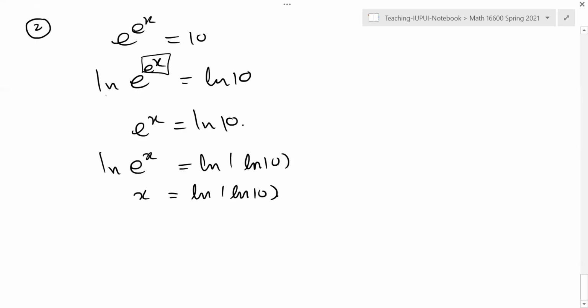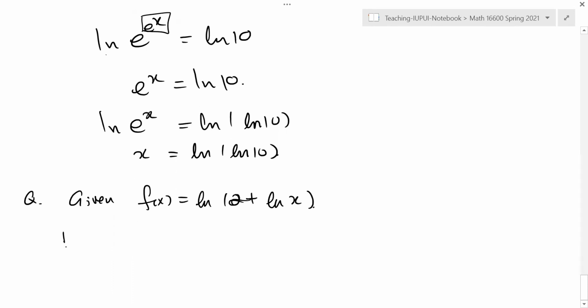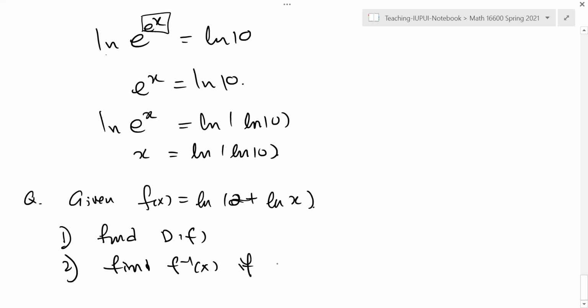All right, now I'm going to look at the following problem to find the inverse. Given f of x equals natural log of 2 plus natural log of x. Question 1: find the domain of f. Question 2: find the inverse, if it exists.